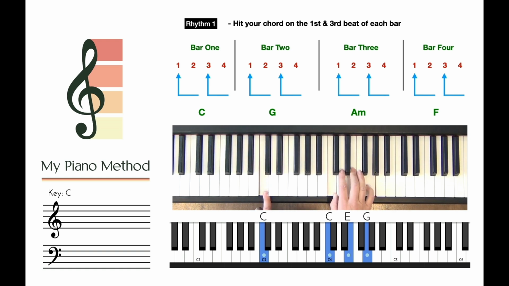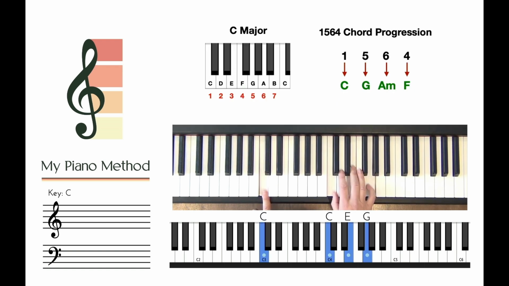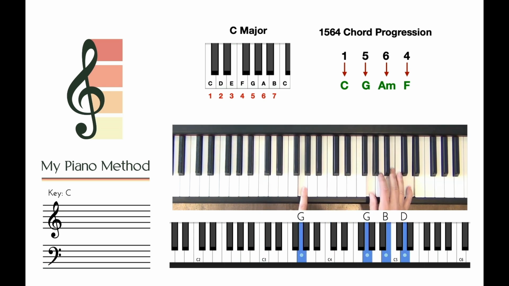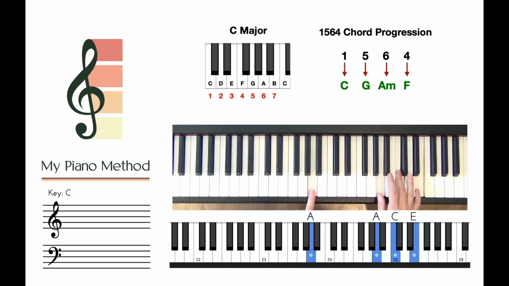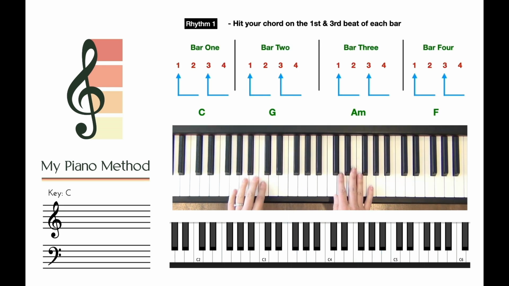So let's give it a go with our 1, 5, 6, 4 chord progression. If you don't know how to play this chord progression, there's a video link below to a video of me teaching it to you. It's a fantastic progression to learn, so do take a look at that. It's just a C major, a G major, an A minor and an F major. And I'll count us along.